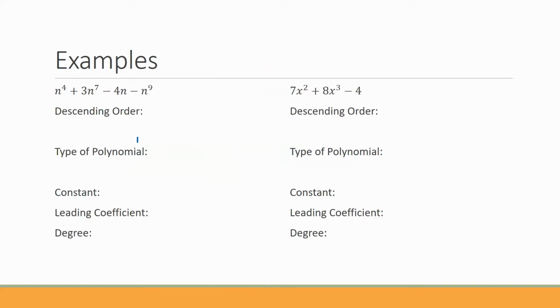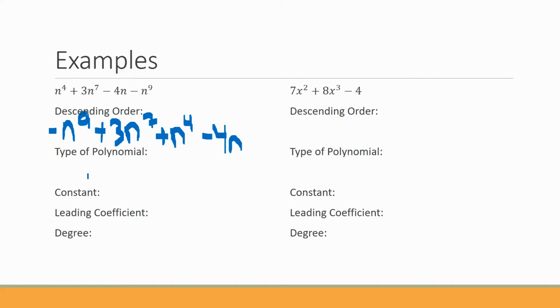So our examples. The first thing we always want to do is write everything in descending order. So we want to pick the highest degree terms first. So our highest degree term is n to the 9th. And that has a minus sign in front, so we're going to put a negative sign out here. Then it goes plus 3n to the 7th plus n to the 4th minus 4n. That's descending order for this polynomial.